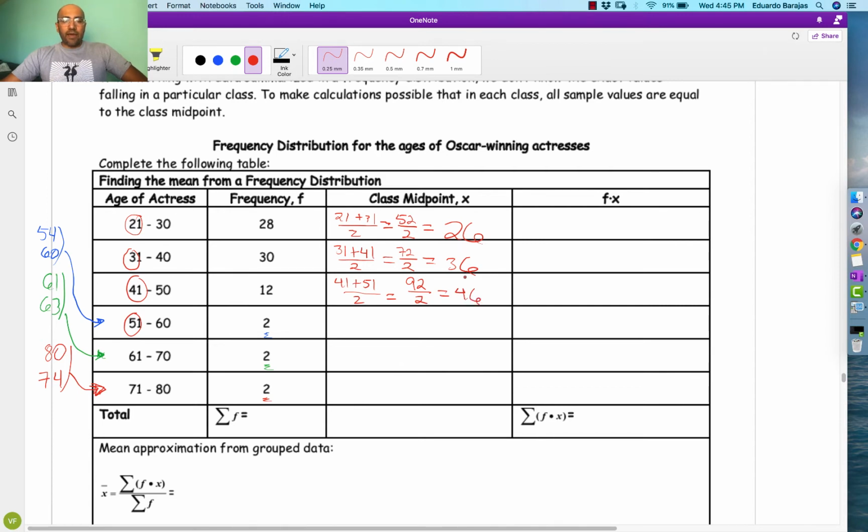Okay, and I start to see a pattern that emerges. 26, 36, 46, so I can just fill in the rest. 56, 66, 76. Good. Confirm that it all sort of makes sense. The middle value between these two, it's going to be 76. The middle value between these two, it's going to be 66. Okay, so that's how we find all these midpoints. Good, good, good. Once you find all those, you don't need this. You just need those midpoint values.